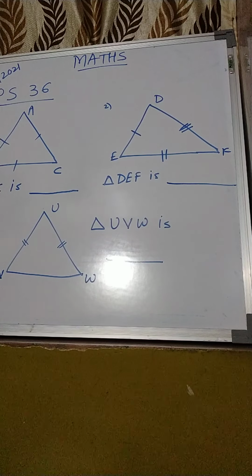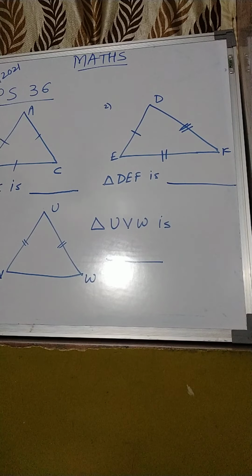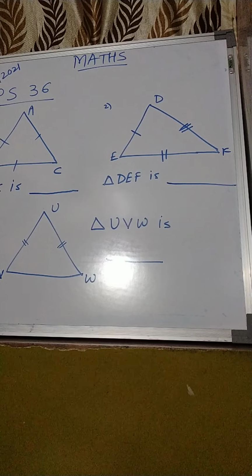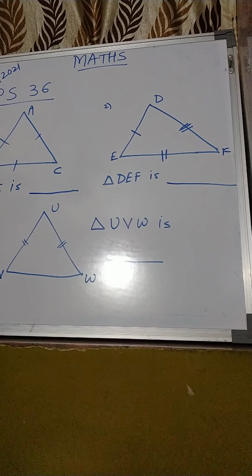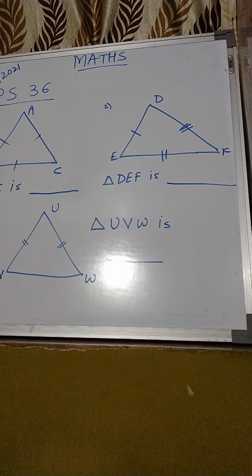Move to the second question. Observe the figure below and write the type of triangle based on its side. Based on side, there are three types. One is equilateral, second is isosceles, and third is scalene. I hope you all understand the definition of all three types.